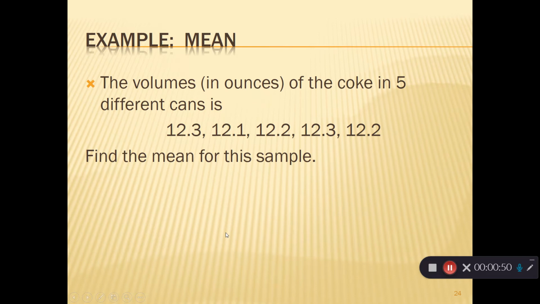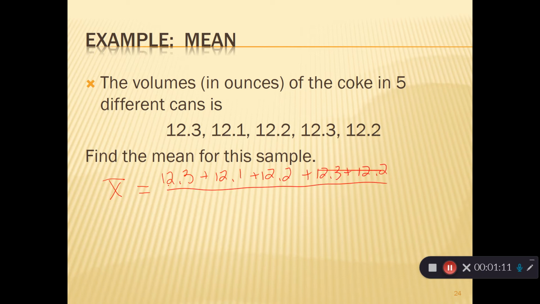So for example, I want to calculate the volume in ounces of the Coke in 5 different cans. So to get that mean, I am going to say my mean is add up all the data points and then divide by the total number of data points that I have, which is 5. So if I add up all of those values, it adds to 61.1, and that works out to be 12.22. So our mean for this data set is 12.22.